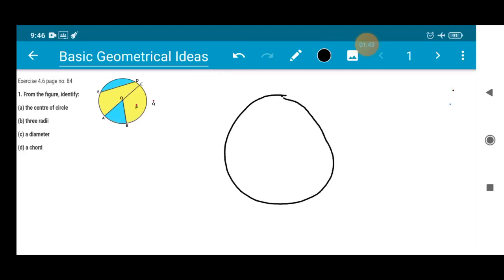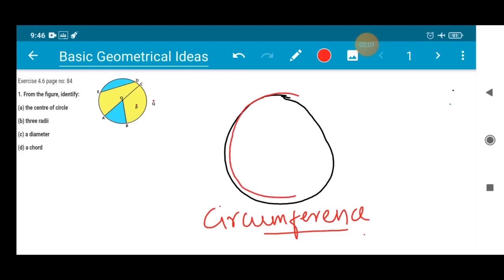In other polygons like rectangle, like quadrilateral, we have the term called perimeter. But in a circle we have a specific name called circumference. What do you mean by circumference? The total distance around the circle. So the distance around this whole circle will be considered as circumference. I hope you people understood.